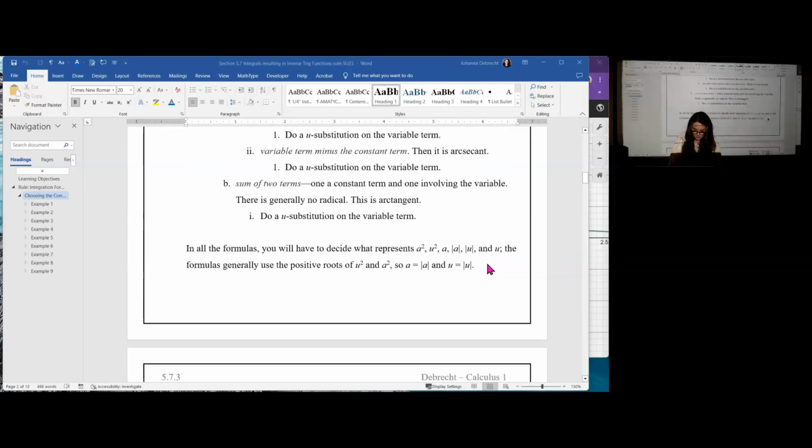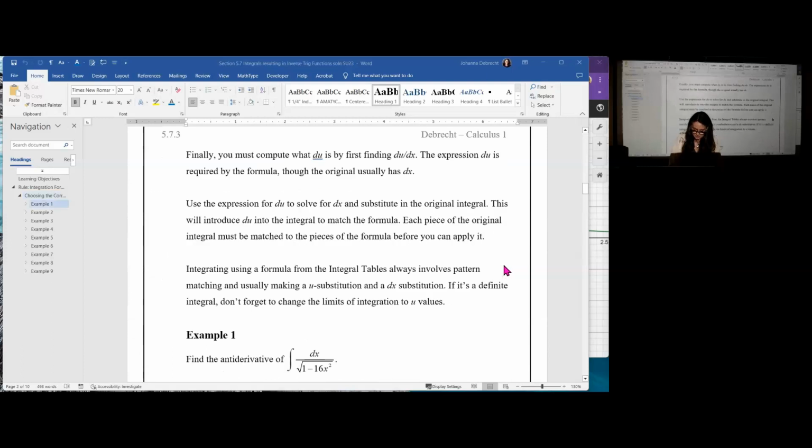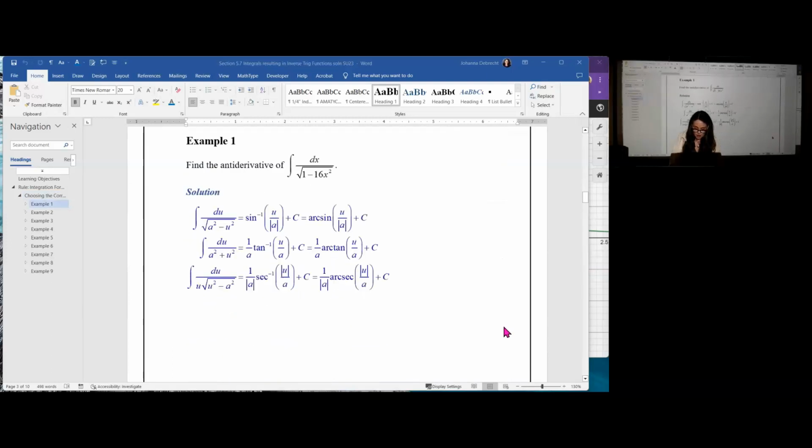We're now ready to go ahead and take a look. When we're going to look at this, we're going to have all of the formulas so that you can practice choosing the right one. Let's look at example 1, which is an indefinite integral.